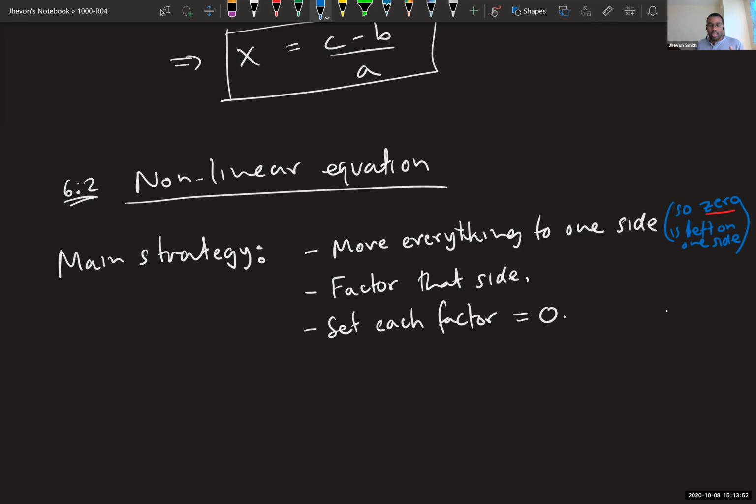You're going to factor that side, as in the non-zero side. And then you're going to set each factor equal to 0 and solve. And this is applying the 0 factor property.